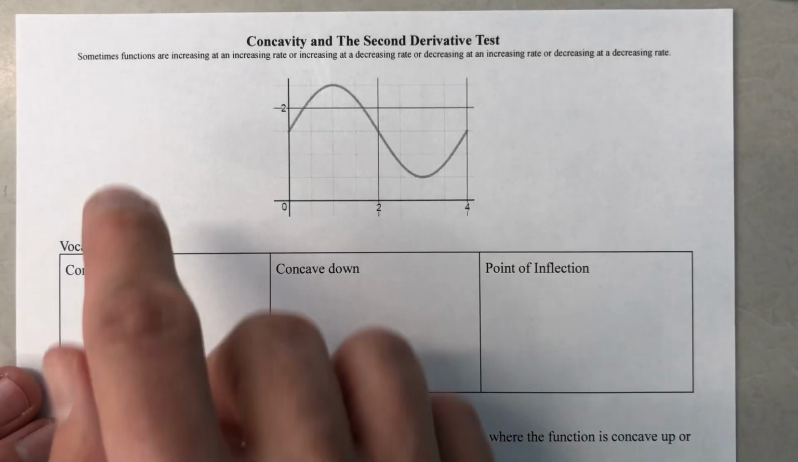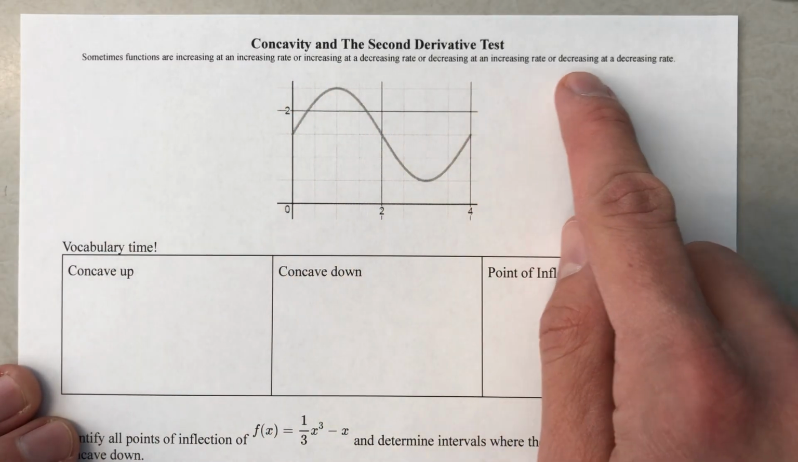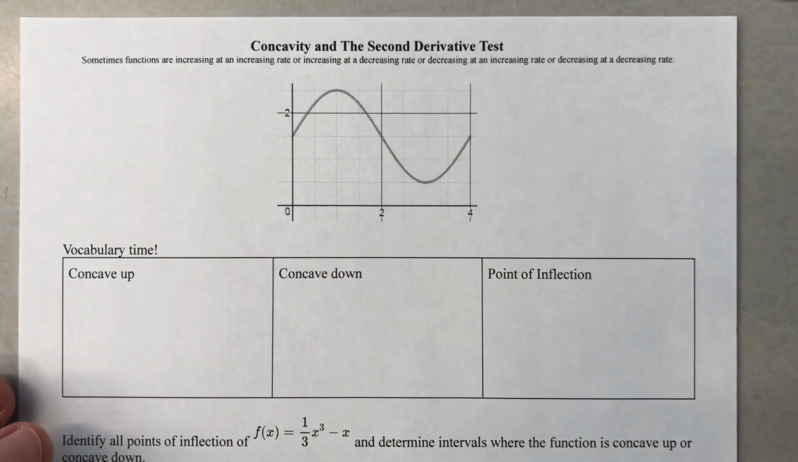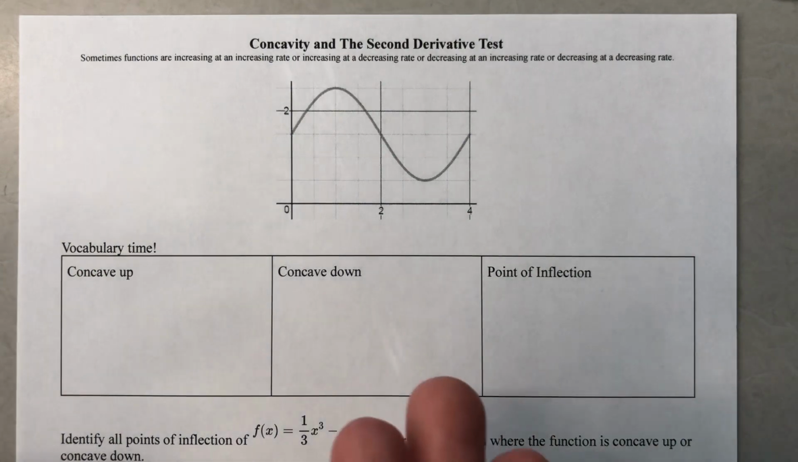Well, sometimes functions are increasing at an increasing rate, or they're increasing at a decreasing rate, or they're decreasing at an increasing rate, or they're decreasing at a decreasing rate. Oh, I'm already tired. All right, so here we go. Let's look at the graph of what we have.